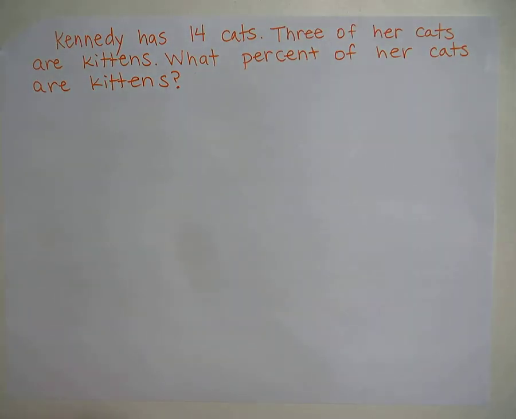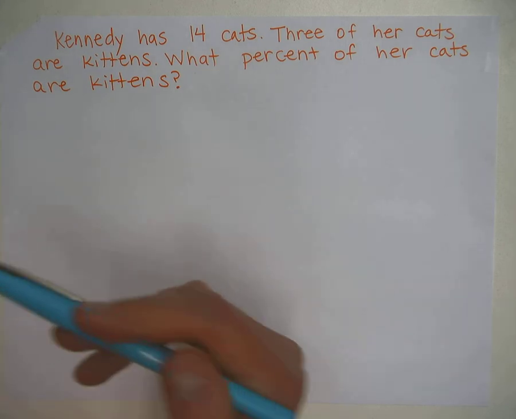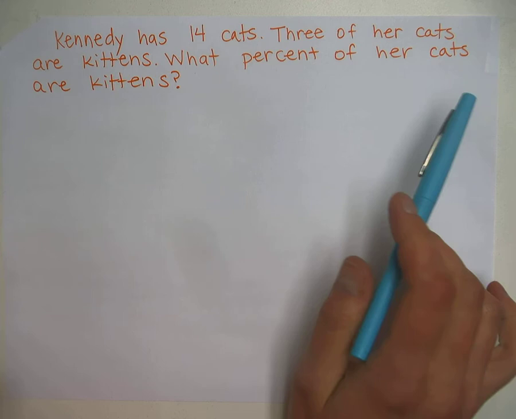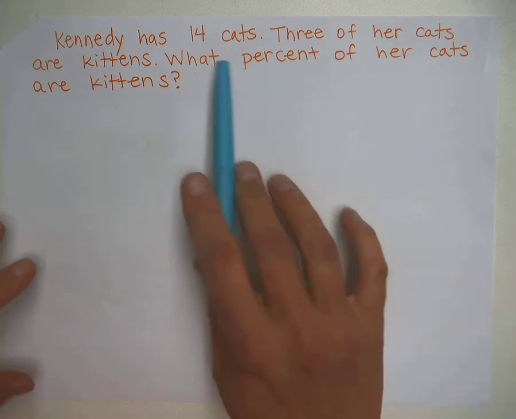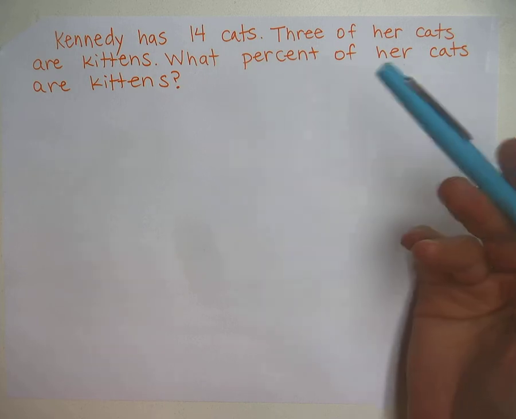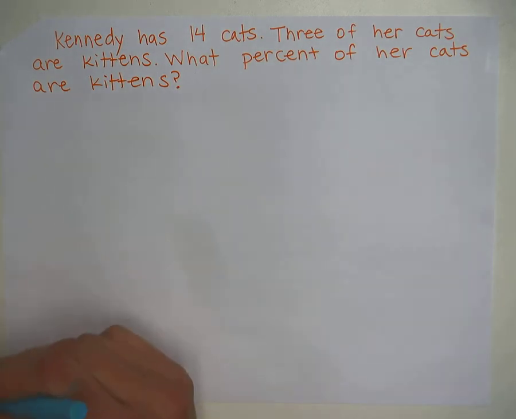So here we have Kennedy has 14 cats. That's a lot of cats. 3 of her cats are kittens. What percent of her cats are kittens? So, what are we being asked? First of all, we're being asked what percent of her cats are kittens. But there's no percents in this problem, so how do we figure it out? Well, we're going to try to use information that we know to figure it out.